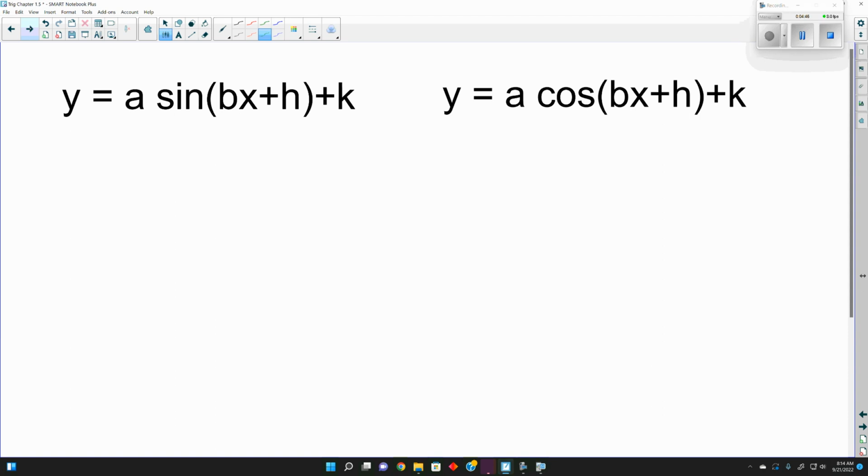Now, both of these functions here have different parts to them. One of them will make sense for sure, and that's the value of k for both of these here. And this here is our vertical translation. K is the vertical translation, and it's the same for both. Really, all that's telling us is moving the function up or down.